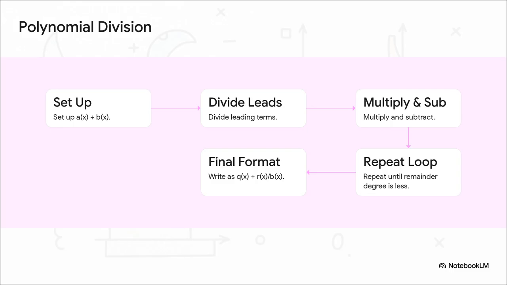Then, step 3, take that brand new piece of the quotient, multiply it by your entire divisor, and subtract that whole result from your dividend. Now for step 4, we enter the loop. You repeat this exact same process until the degree of your remainder, let's call it R of x, is strictly less than the degree of your divisor. Once you hit that point, you're at step 5, where you write out your beautifully structured final answer: the quotient Q of x plus the remainder R of x written right over the original divisor, B of x.